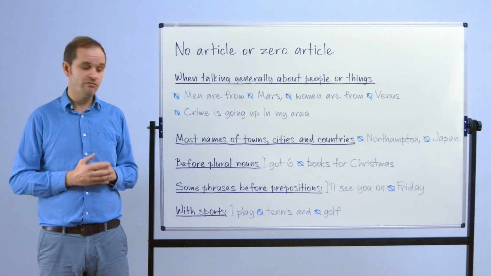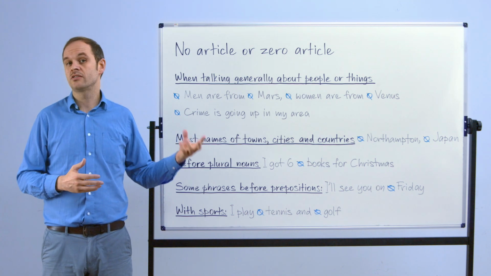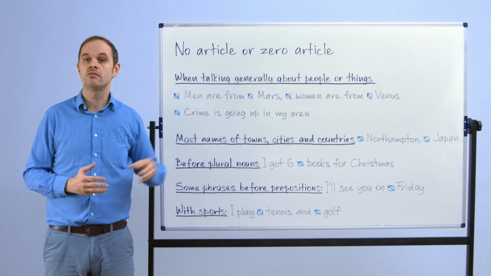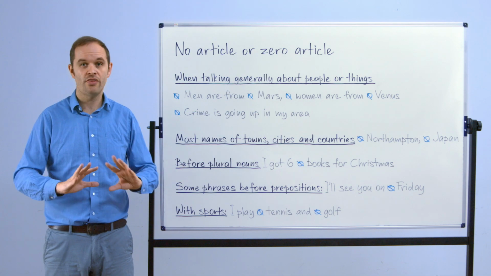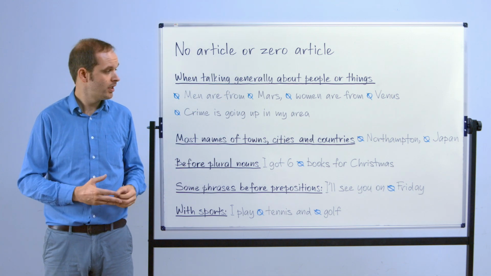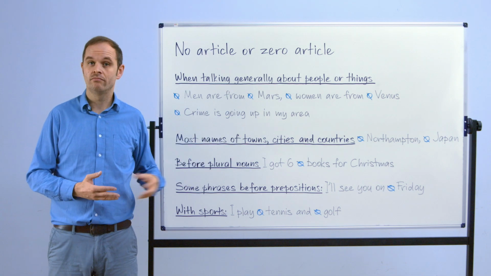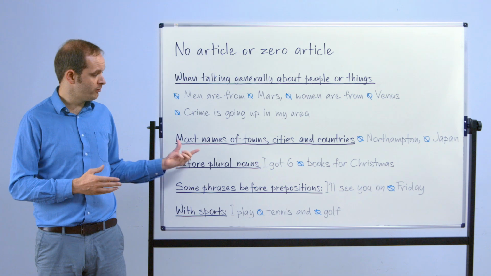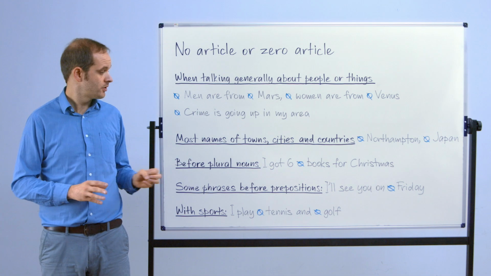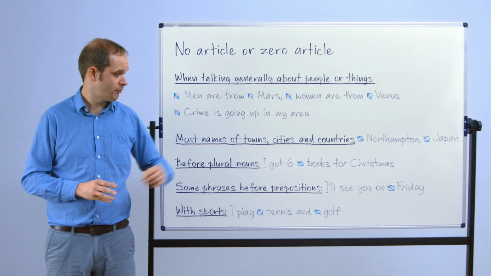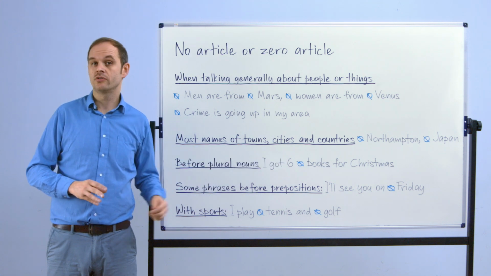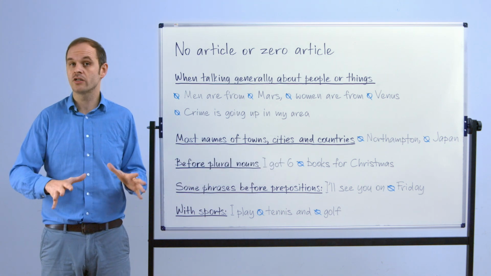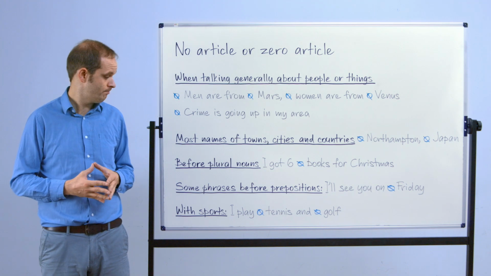We also use zero article with names of towns, cities and countries most of the time. For example, we've got the town Northampton from England, no article usage, not the Northampton or a Northampton. In the same way, the country of Japan, just Japan, not the Japan or a Japan. Before plural nouns, no article needed. So for example, I got 6 books for Christmas. Well, 6 books, not 6 the books or 6 a books. We're just being general, no article needed here because it's a plural noun.